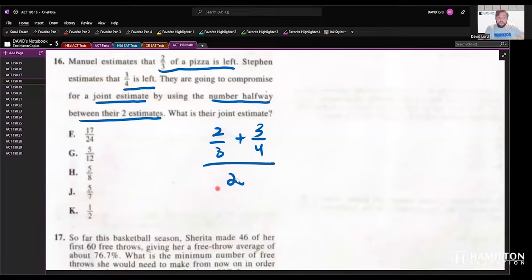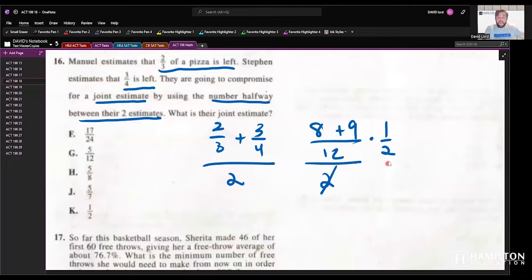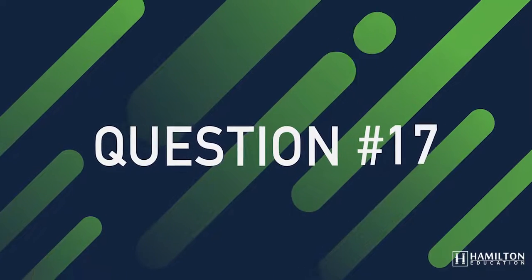And we can use our calculator to find this out, or we can do some fraction addition. So 4 times 2 is 8, 3 times 3 is 9, over 12 divided by 2. When I divide by a number, I can also multiply by the reciprocal. So multiply by 1/2, and that leaves me with 17 over 24, which is answer F. So far, this is question 17.